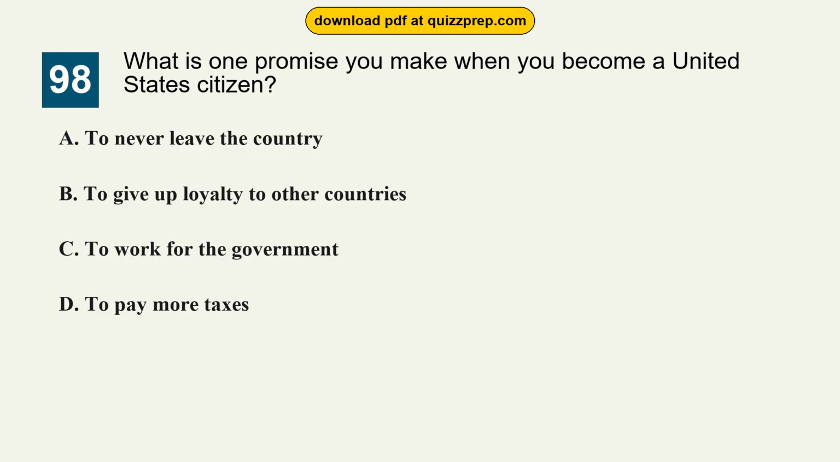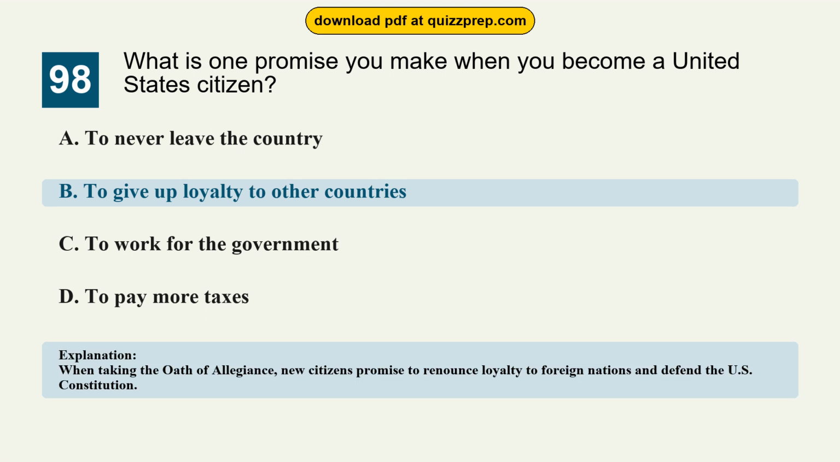Question 98. What is one promise you make when you become a United States citizen? Option A. To never leave the country. Option B. To give up loyalty to other countries. Option C. To work for the government. Option D. To pay more taxes. The correct answer is option B. To give up loyalty to other countries. When taking the oath of allegiance, new citizens promise to renounce loyalty to foreign nations and defend the U.S. Constitution.